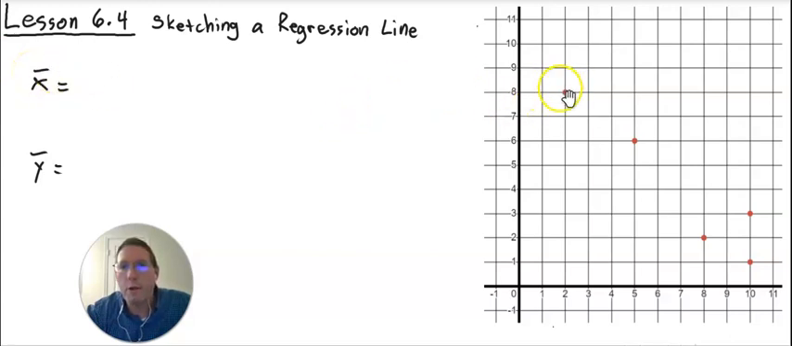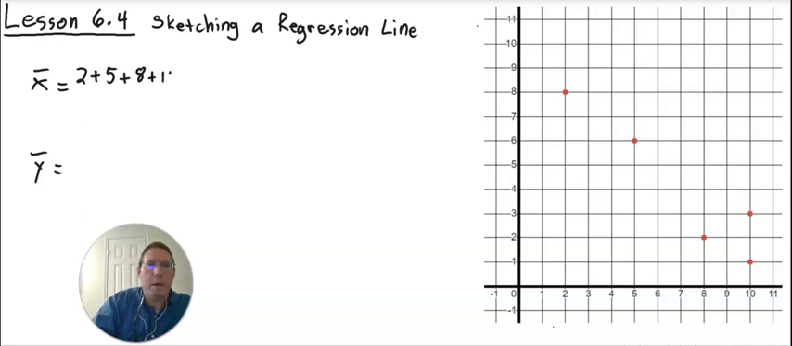Okay, this point has an x-coordinate of 2. This one has an x-coordinate of 5. So we're going to have a 2 plus 5 plus, okay, this one has an x-coordinate of 8. Both of these have an x-coordinate of 10, so that's 2 10s. So we got an 8, and then a 10, and then another 10. Okay, 8 plus 10 plus 10, divided by 5. Okay, good.